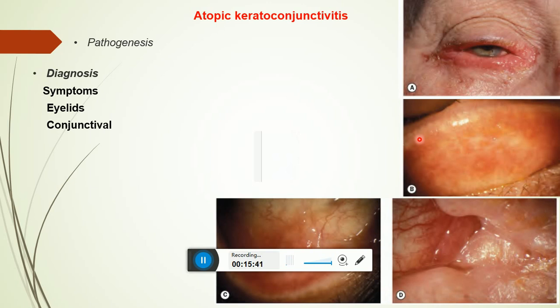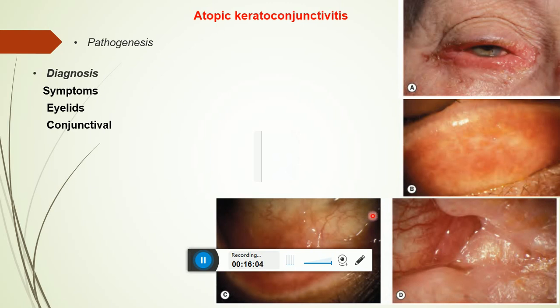Papillae are initially smaller than in VKC, although they may later become larger, like a plateau. There is diffuse conjunctival infiltration and scarring. Here you can see diffuse conjunctival infiltration and scarring may give a whitish, featureless appearance.